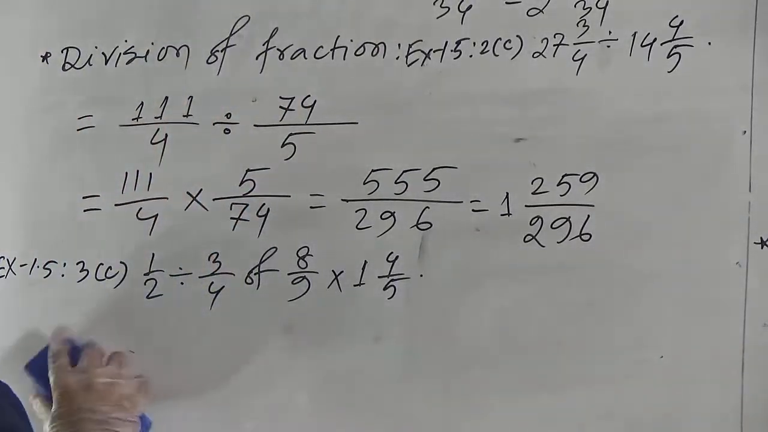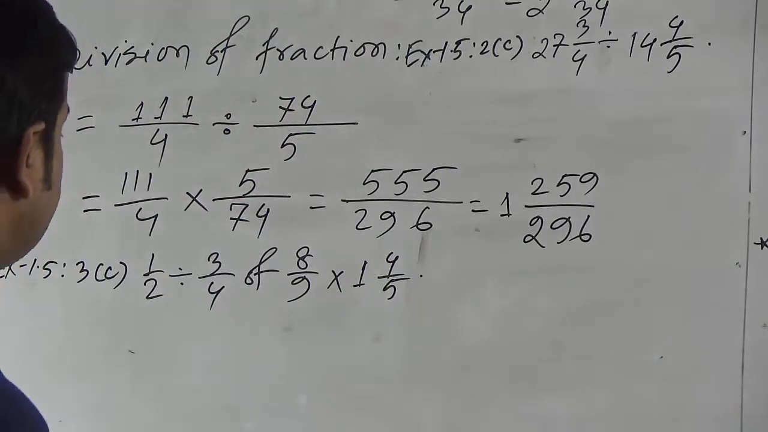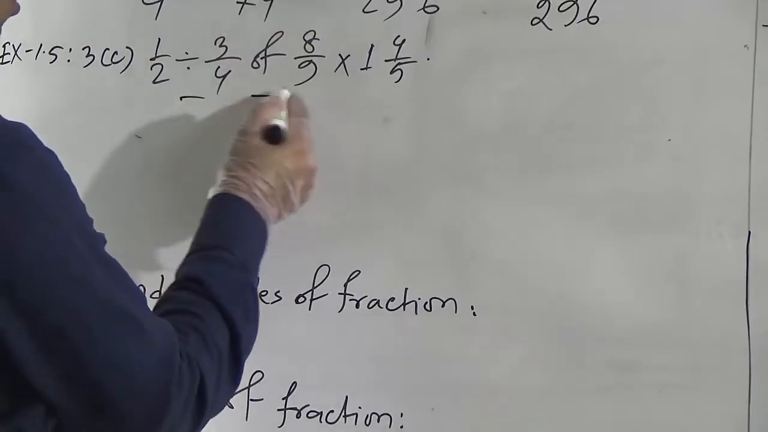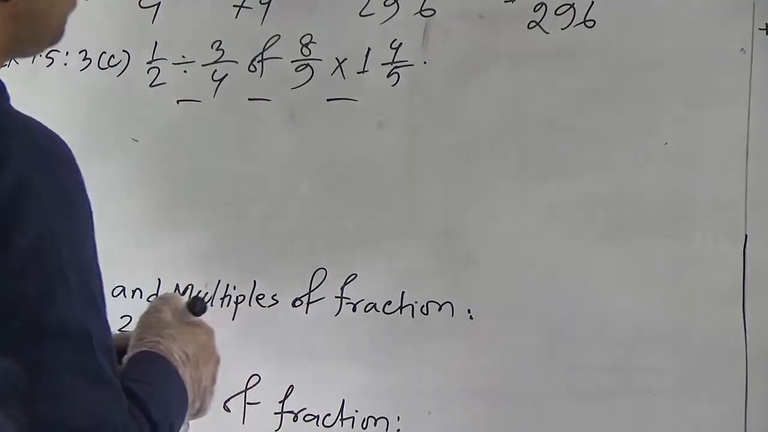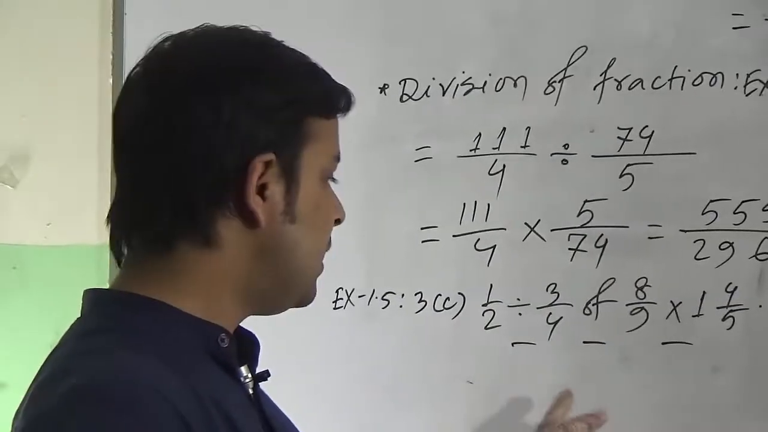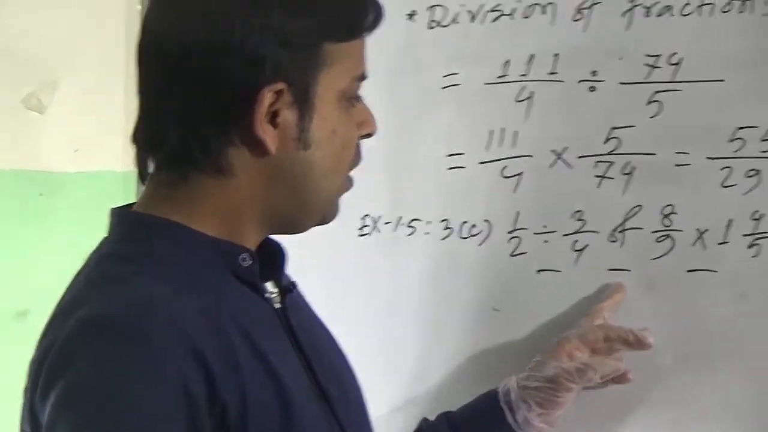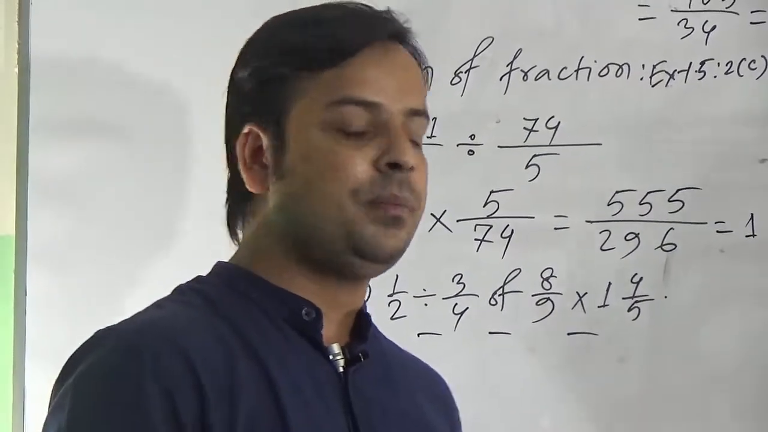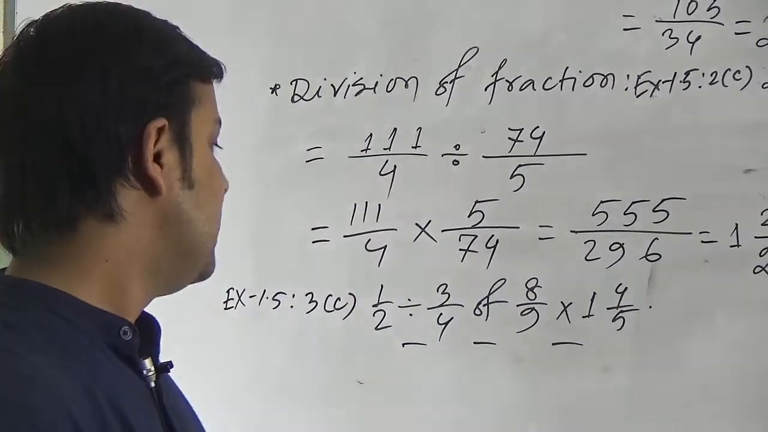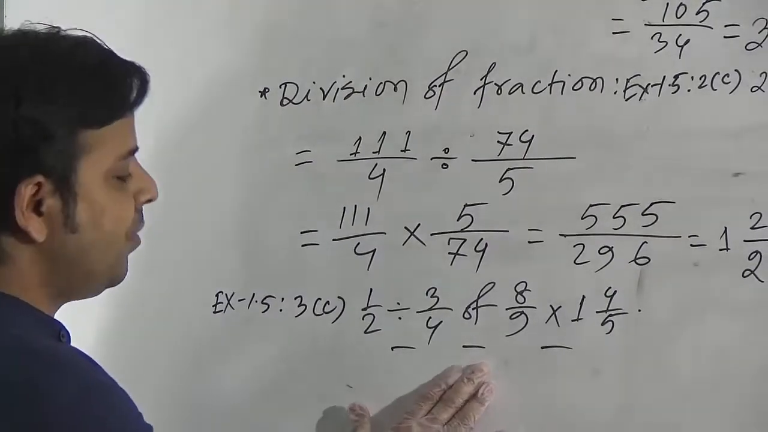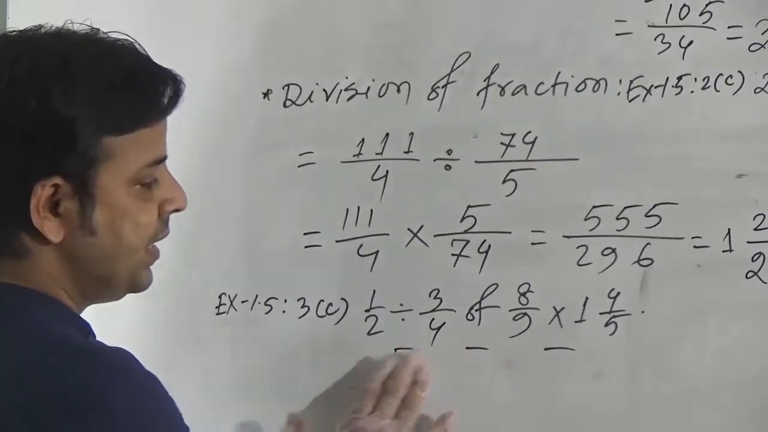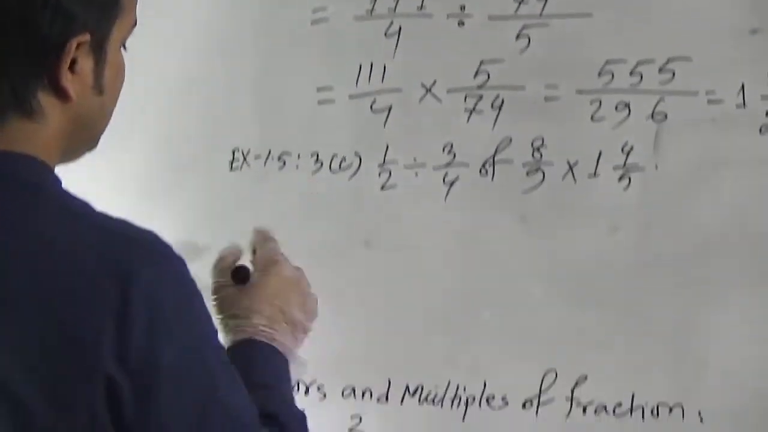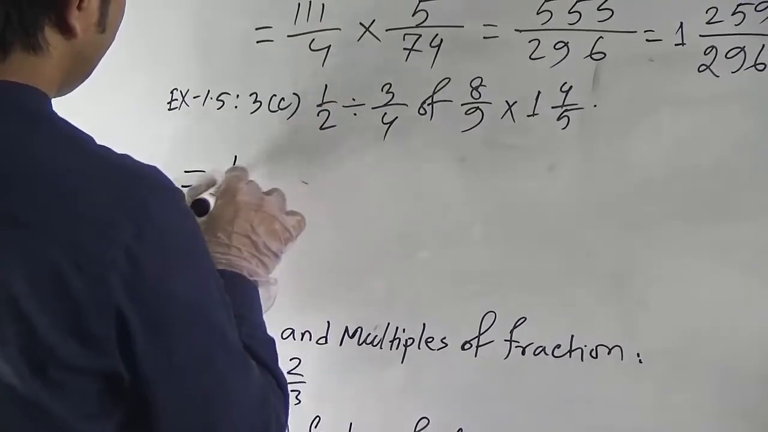Now I will solve a question that is simplification. I will solve this question. Here is division, here is of, here is multiplication. 3 operations are given here. The operations are division, of, multiplication. Among these 3 operations, at first we have to complete the operation of. When we complete the operation of, then we have to complete the operation division, then we have to complete the operation multiplication. So let us solve the problem.